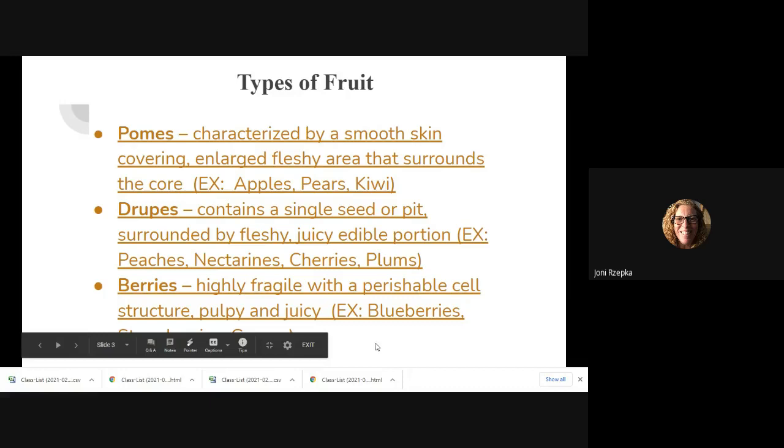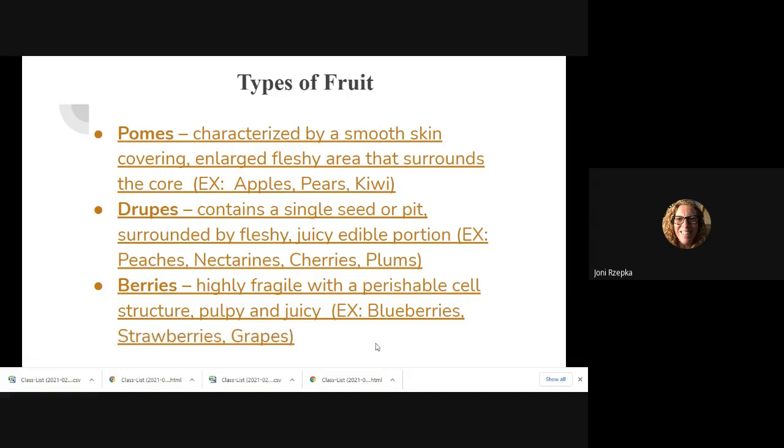And so then berries, I mean, that's pretty self-explanatory. Strawberries, blueberries, they're really fragile and perishable, because their cell structure is kind of soft and fragile. They are pulpy and juicy and delicious. I think of raspberries as being berries, just really fragile. When we clean them, you put them in water and be really careful and gentle with them because they break easily and pull apart. So just remember berries are really fragile. Should say delicious on there because I love berries. They're so good.